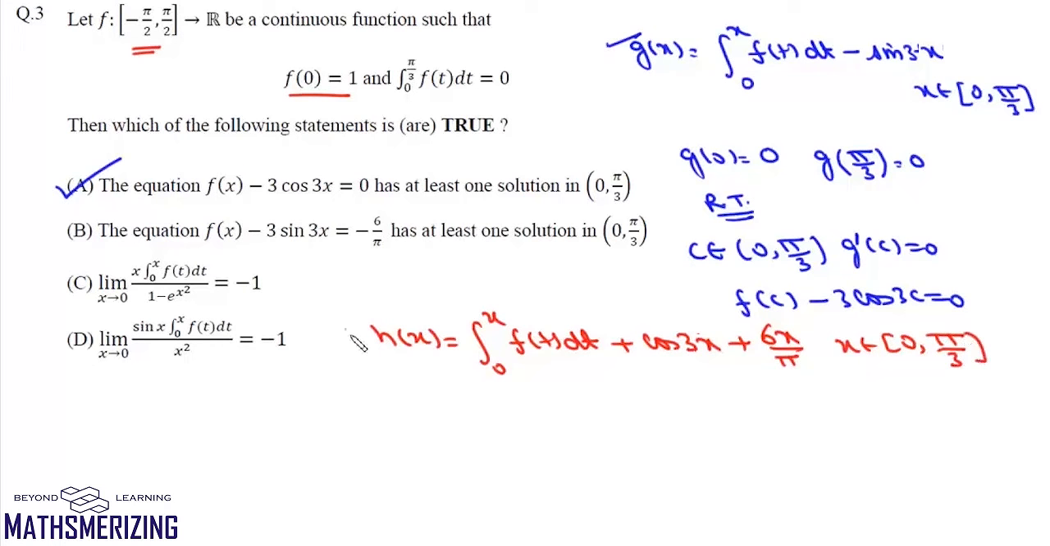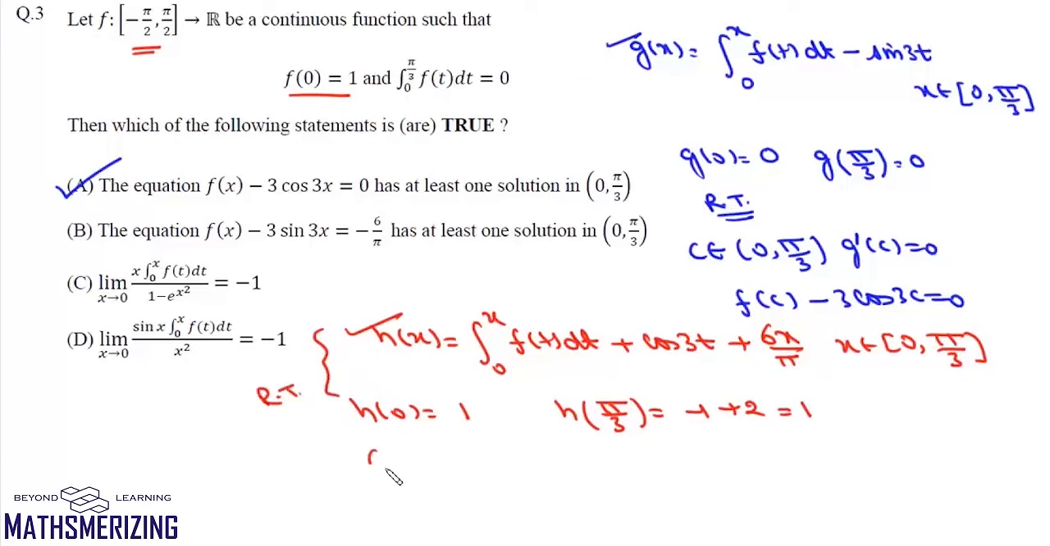Now this function again is continuous and differentiable. Now if we find h(0), h(0) will be cos 0 is 1, and h(pi by 3), this integral will be 0. Now cos pi is minus 1 and this value will be 2. So the value of h(pi by 3) is 1. So again this function h(x) satisfies all the three conditions of Rolle's theorem. So again from Rolle's theorem we can say there exists at least one c in the interval 0 to pi by 3 such that h'(c) is 0.